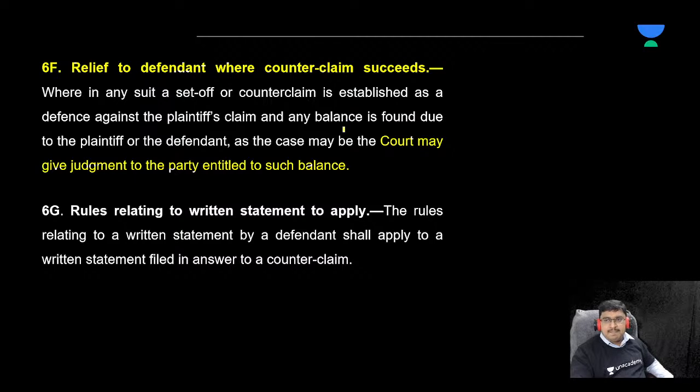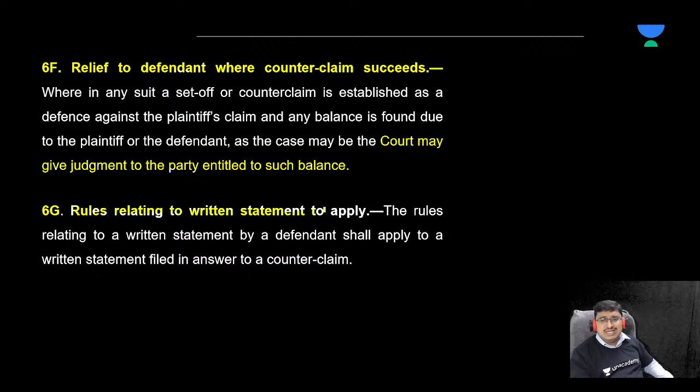Okay. The plaintiff files a suit for recovery of 5,000 rupees from the defendant. The defendant has also filed a set off for 2,500 rupees. Then the court may give the judgment to the plaintiff, entitled to receive the remaining balance of 2,500 rupees from the defendant. Okay, it is general. It is very general. 6G, friends.